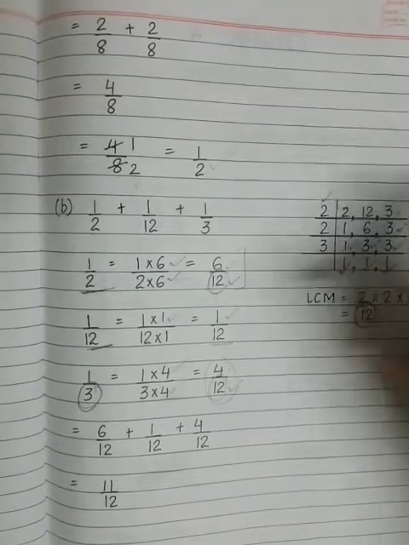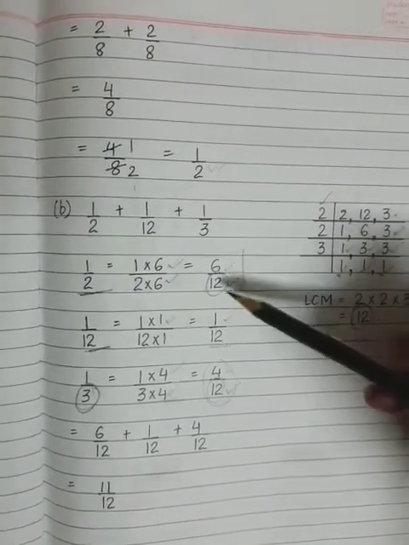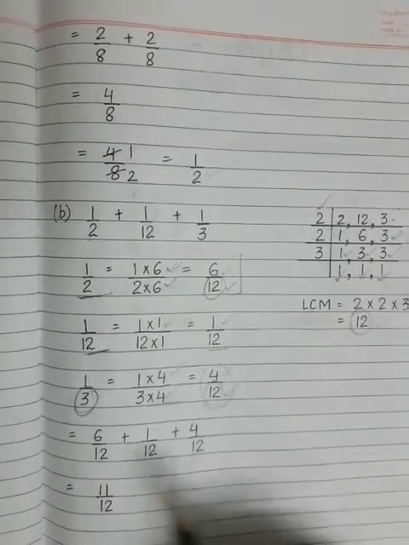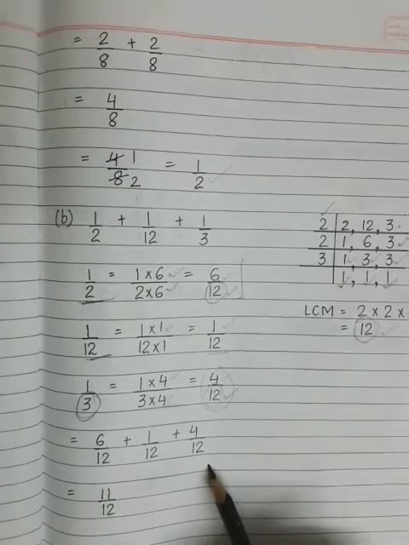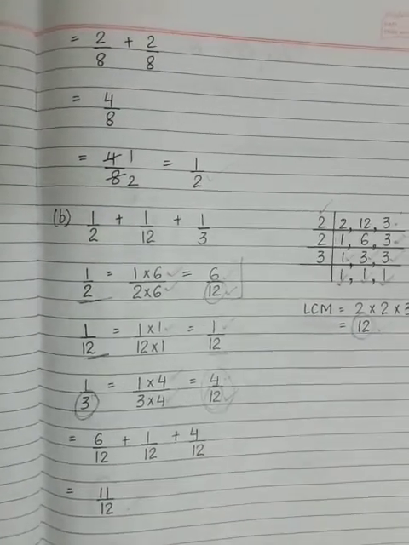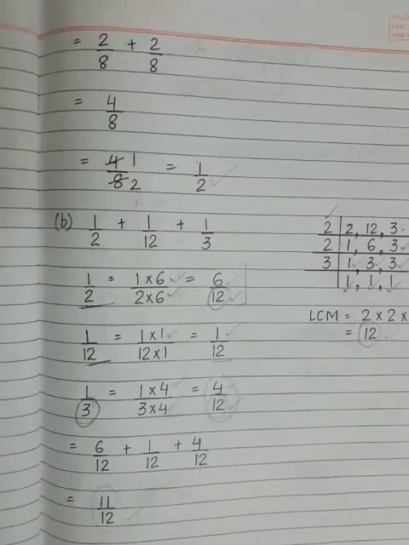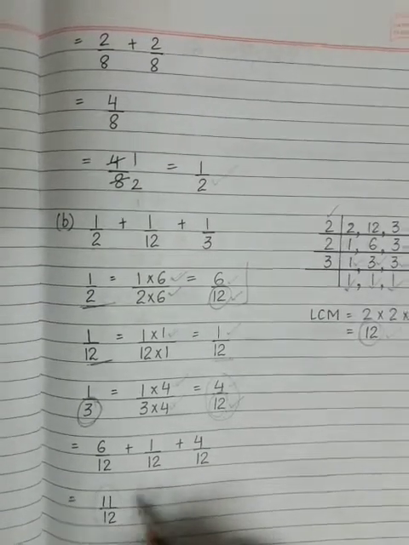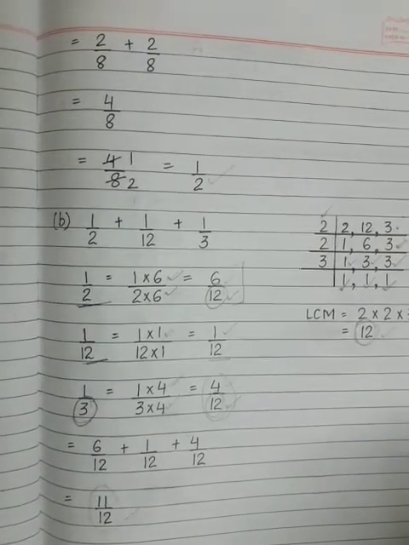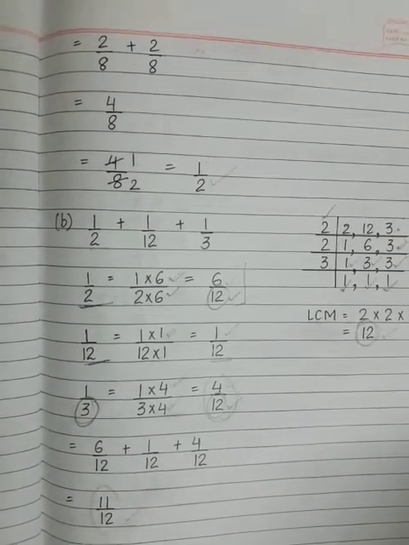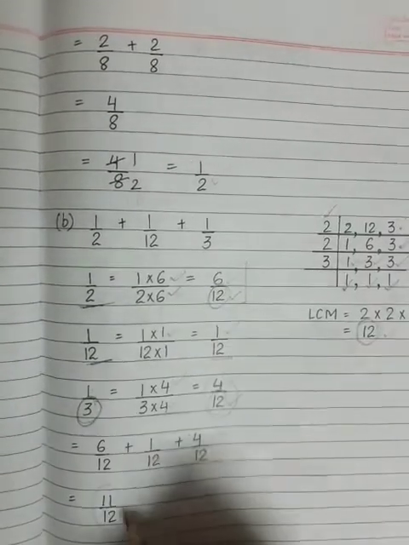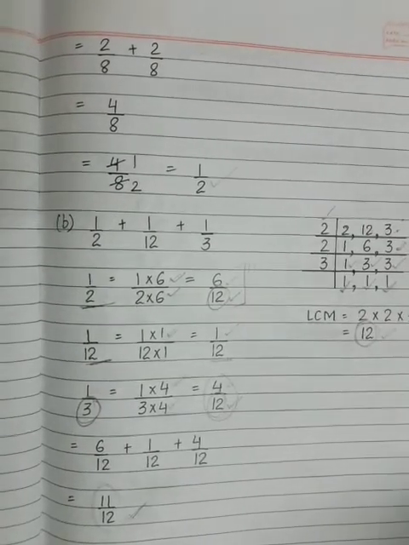Now, since these 3 fractions have got the same denominator 12, 12, 12, now it is easier for us to add them. 6 upon 12 plus 1 upon 12 plus 4 upon 12 gives us 11 upon 12 as the final answer. Okay, and this 11 upon 12 will not be converted into simplest or lowest form because 11 and 12 both have only 1 as their common factor. Okay, they do not have any other number as their common factor. So, this is the final answer 11 upon 12.